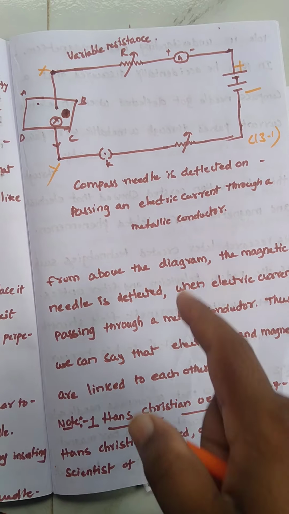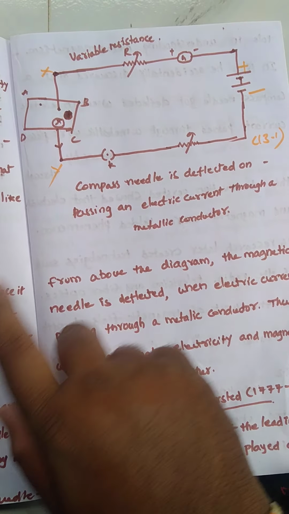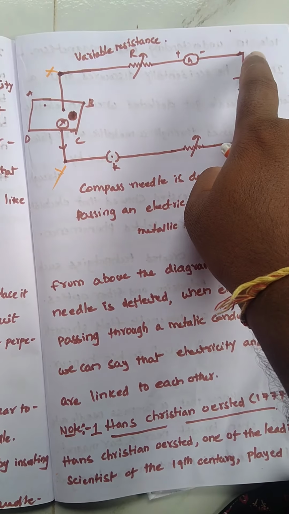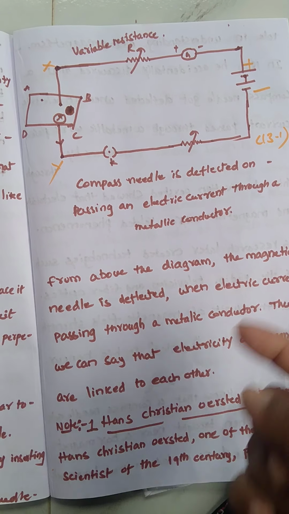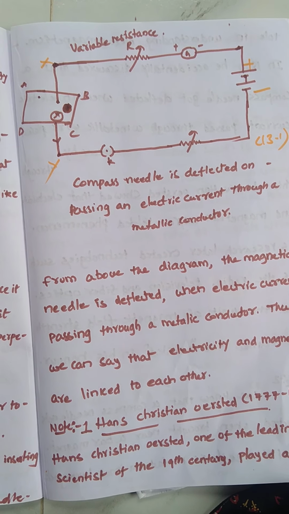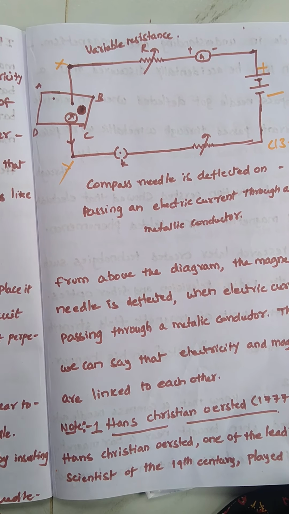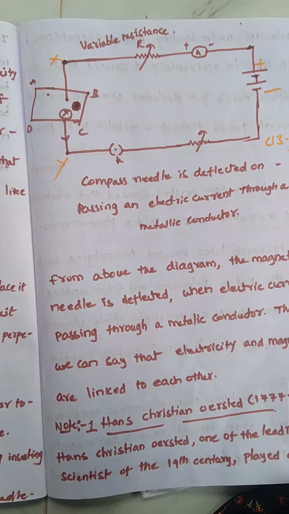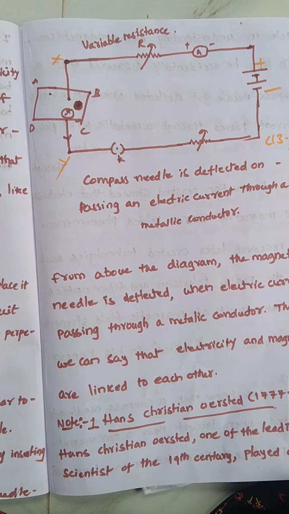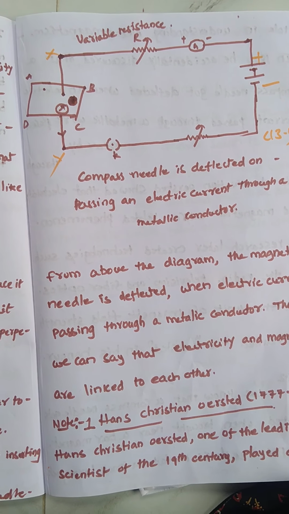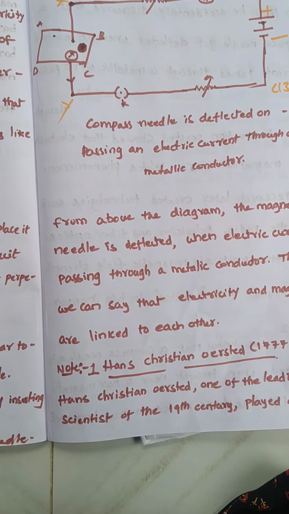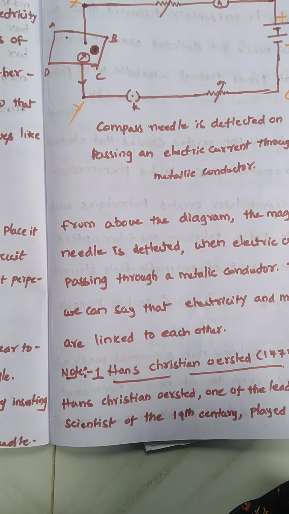Understood my point? If you place a magnetic needle here, of course when current is passing through the current carrying conductor, the magnetic needle shows deflection. If we place this magnetic needle around the current carrying conductor, it also shows the deflection. From Oersted's experiment we can conclude this.